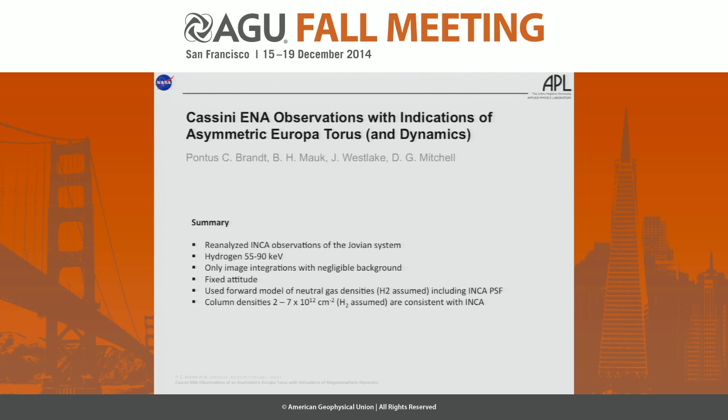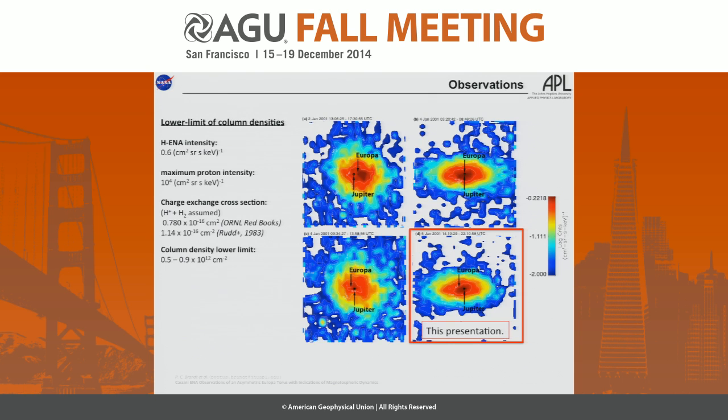We keep the attitude fixed, and then the basic methodology is that we use a forward model of neutral gas densities. We assume H2. Of course, we don't know what the species are, but this is what we assume. And we do include the INCA point spread function within the forward model. So that in itself is a different approach than Barry took. So we're going to check if we get basically the same results.